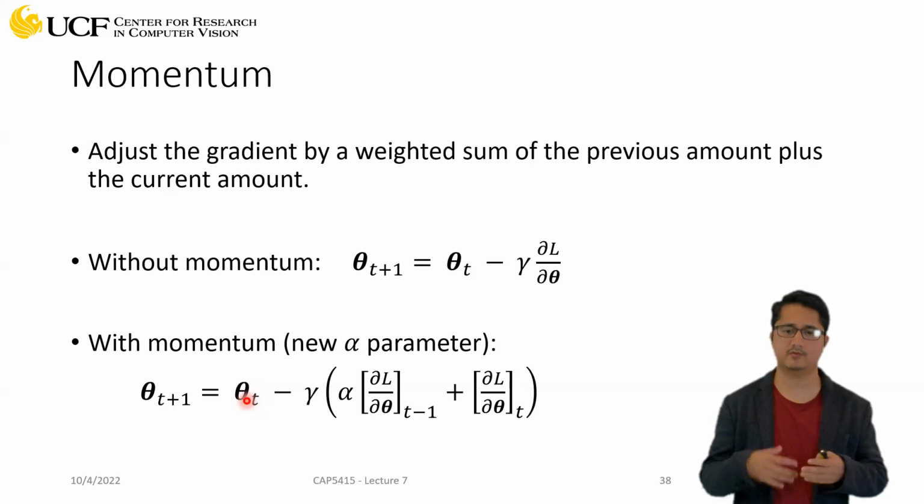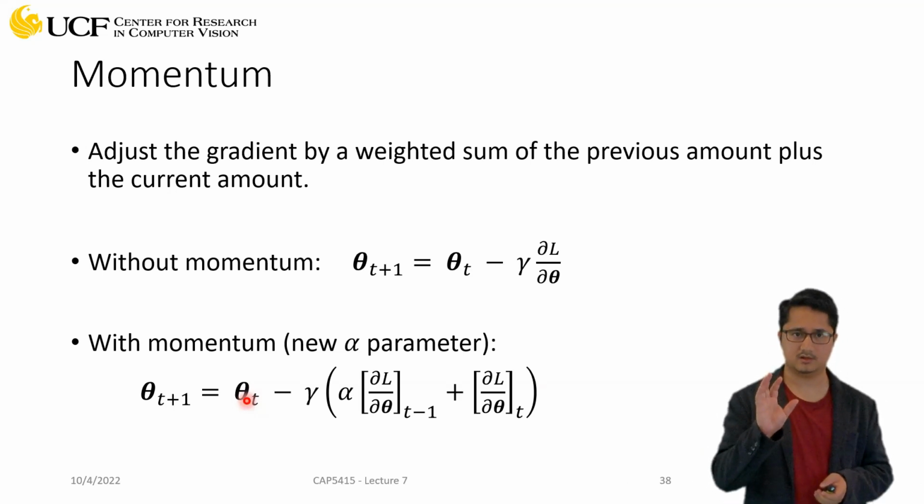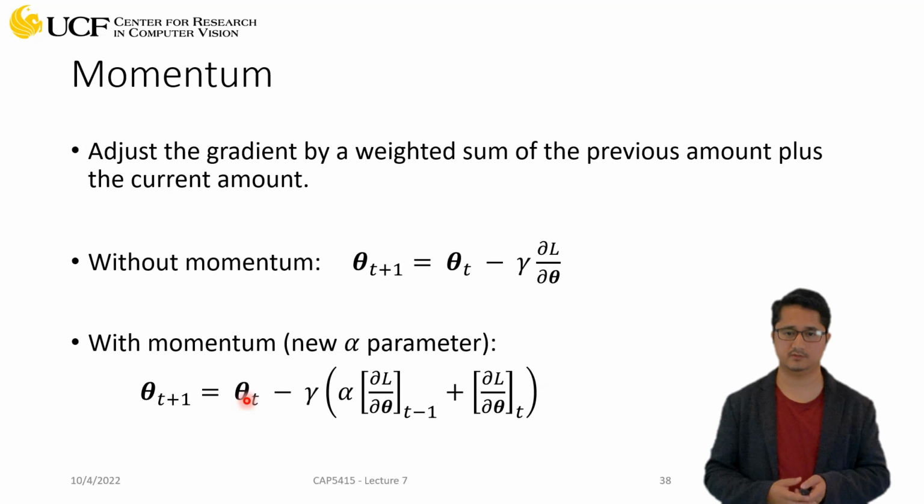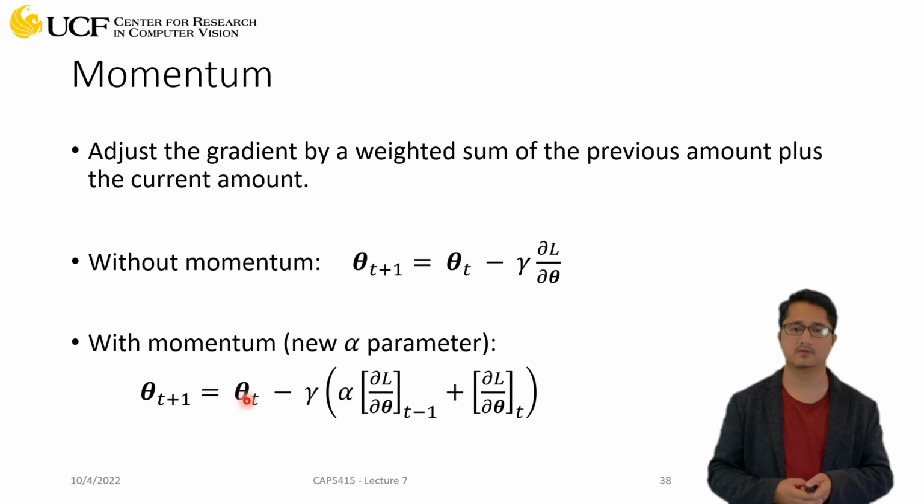And of course, these days we have a lot of variations of how you can use momentum. This is just a vanilla version of that. So this is just to give you a flavor of what momentum means when you are trying to do learning using gradient descent.